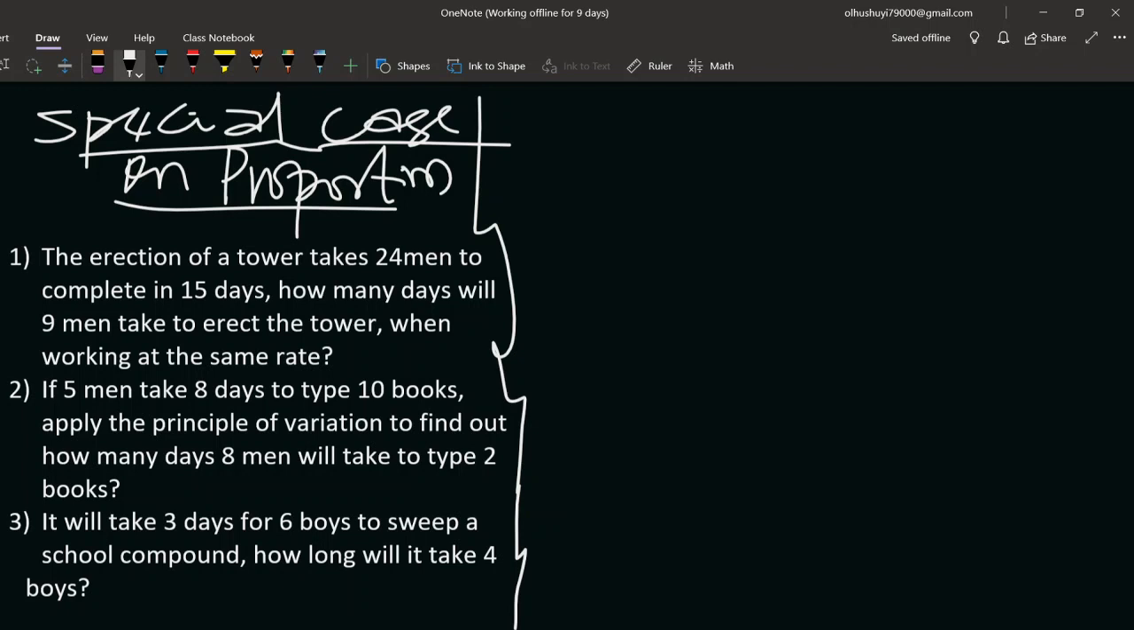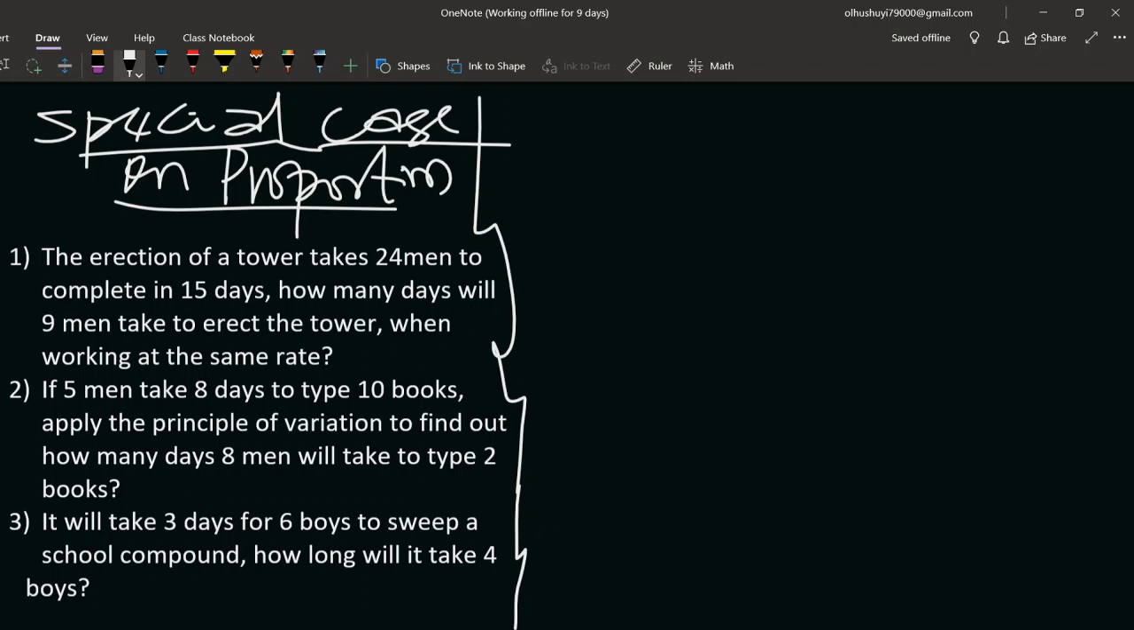If 5 men take 8 days to type 10 books, apply the principle of variation to find out how many days 8 men would take to type 2 books. They say we should apply the principle of variation. That means you check which of the variables are directly, inversely or jointly related. There's no partial variation here, so we have either direct or inverse variation.